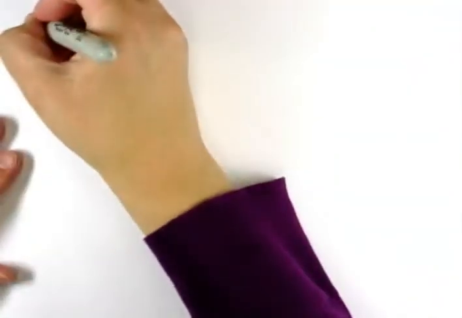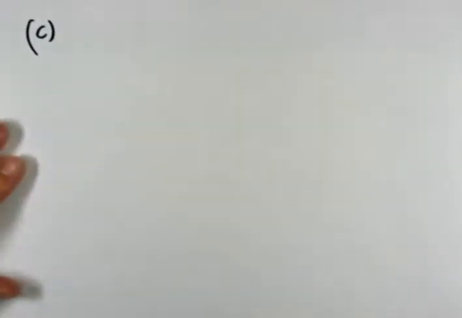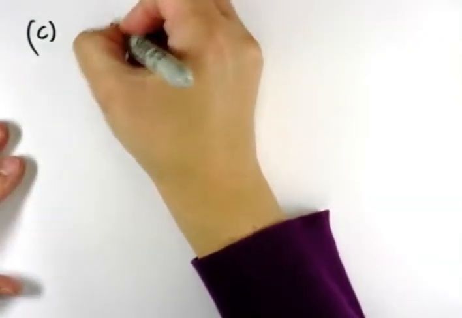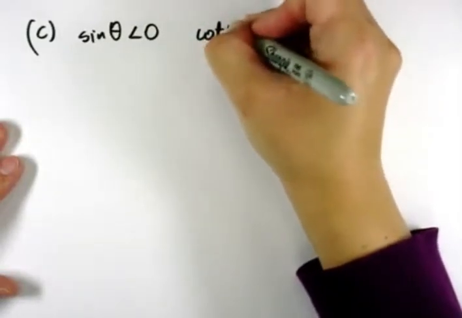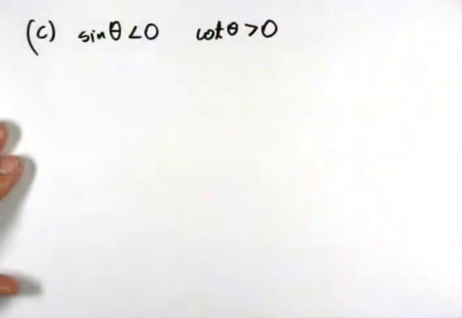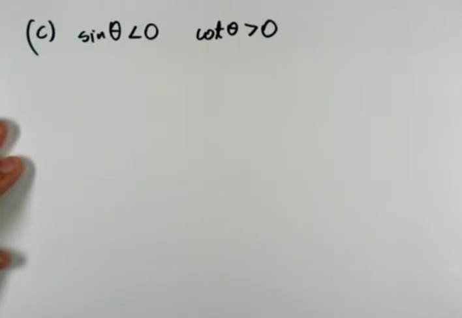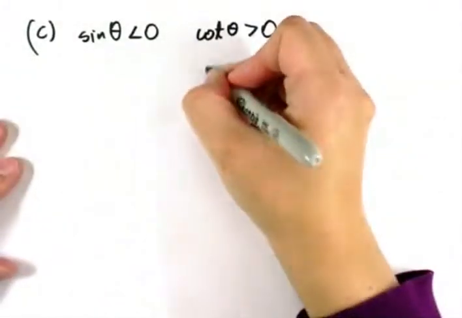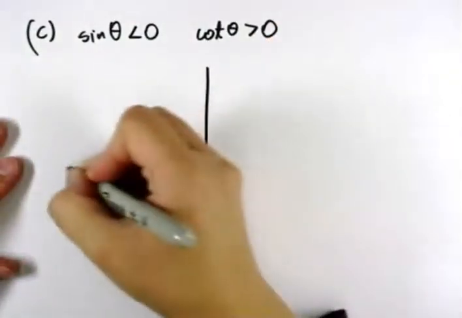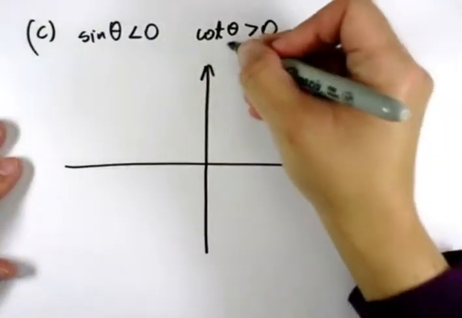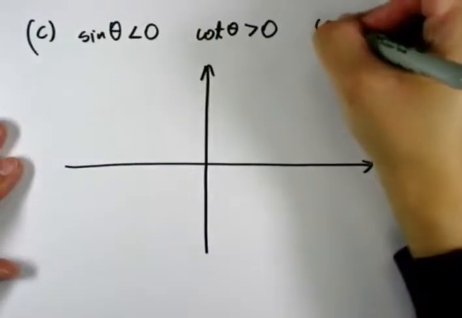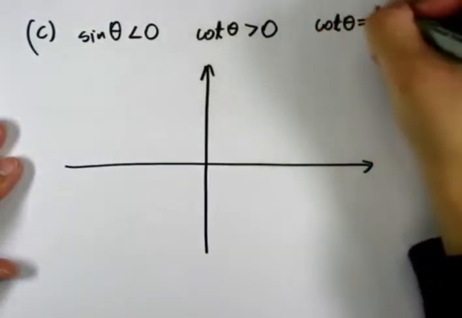So we have C. We have that sine theta is negative, and cotangent theta is positive. We don't have cotangent among the primary trig functions, but cotangent is nothing else but the tangent reciprocal, 1 over tangent, right? Cotangent is 1 over tangent.